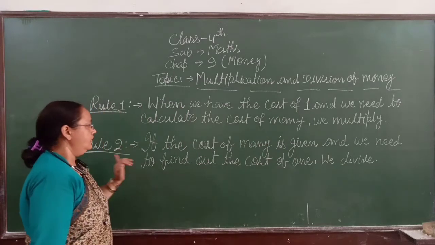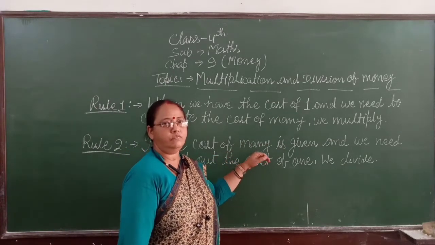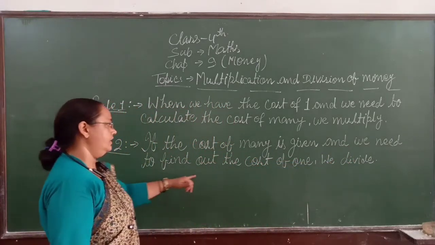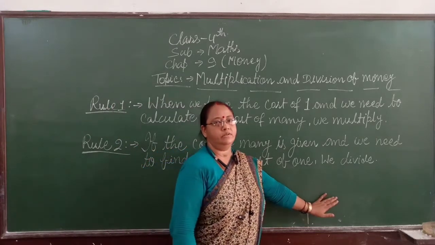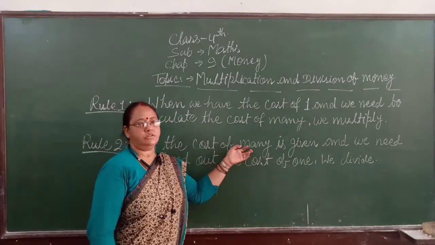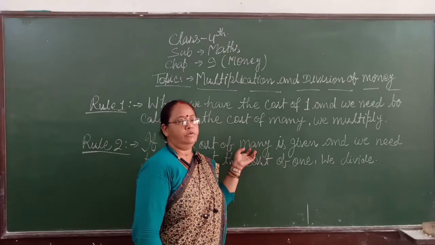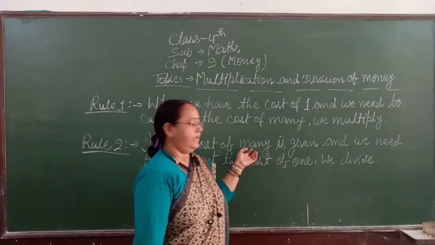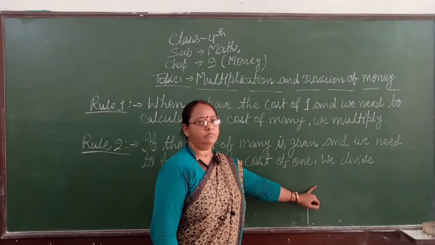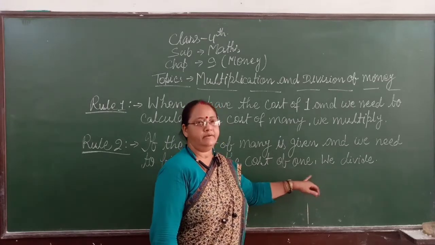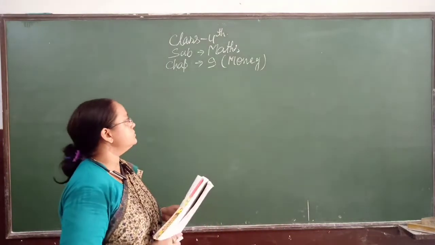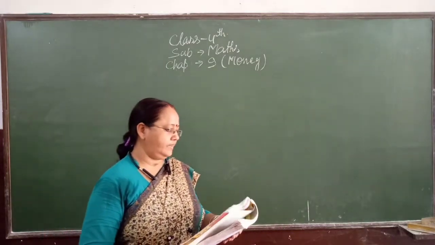And if the cost of many is given, and we need to find out the one, then we have to divide. ऐसे केस में हमको क्या करना होगा? डिवीजन लगाना होगा. अगर many के कॉस्ट दिए हुए हैं, if the cost of 10 balls is 100 rupees, and then find out the cost of 1 ball, then we have to divide here. यहाँ पे हम डिवीजन यूज करेंगे, डिवाइड करेंगे. Now students, some questions based on multiplication and division.